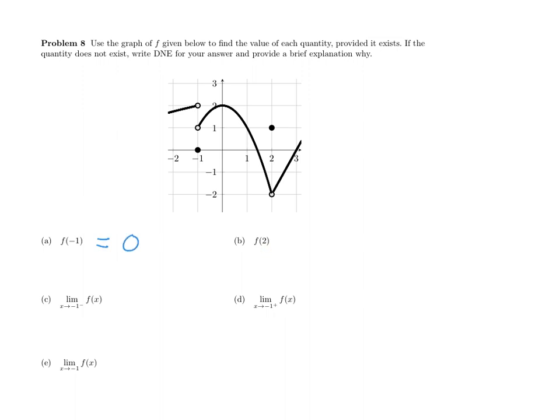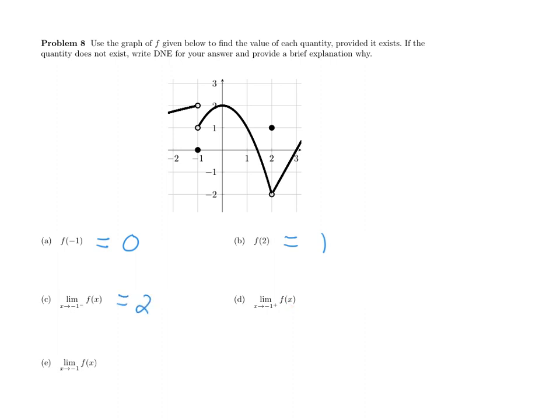Likewise, what is f of 2? Well, the value of the function is not defined here. It's an open circle, but it is defined here, which is a y value of 1. So the first two are just, what does the function equal? The next are going to be limits. So what is the limit as x approaches negative 1, but from the left side? Here we're talking about this portion of the function, and it looks like it is approaching this open circle, which is at 2. So this is 2.